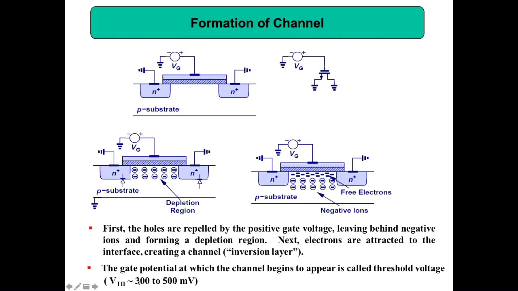This means when it is 100 millivolt, you will only get this depletion region, so you don't have any electrons here. When you have 300 millivolt, then this channel starts to appear. So that's the reason we call it a threshold voltage. The gate potential at which the channel begins to appear is called the threshold voltage. That's how we get a threshold voltage for the MOS transistor.